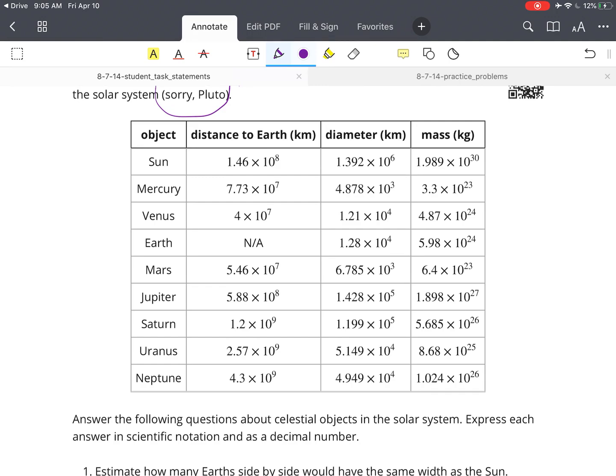Okay, so here we have a bunch of numbers. We have the planet, or sorry, the object, because the sun is not a planet. We have how far it is to Earth, and it's in scientific notation. We have the diameter, and if you forgot, the diameter is just how long it is from one side to the other side. And we have the mass, so how much it weighs.